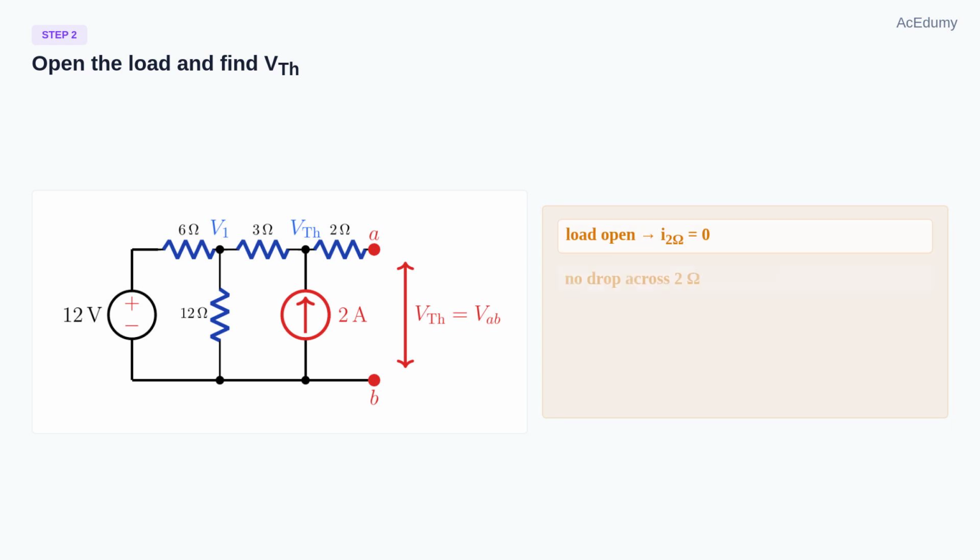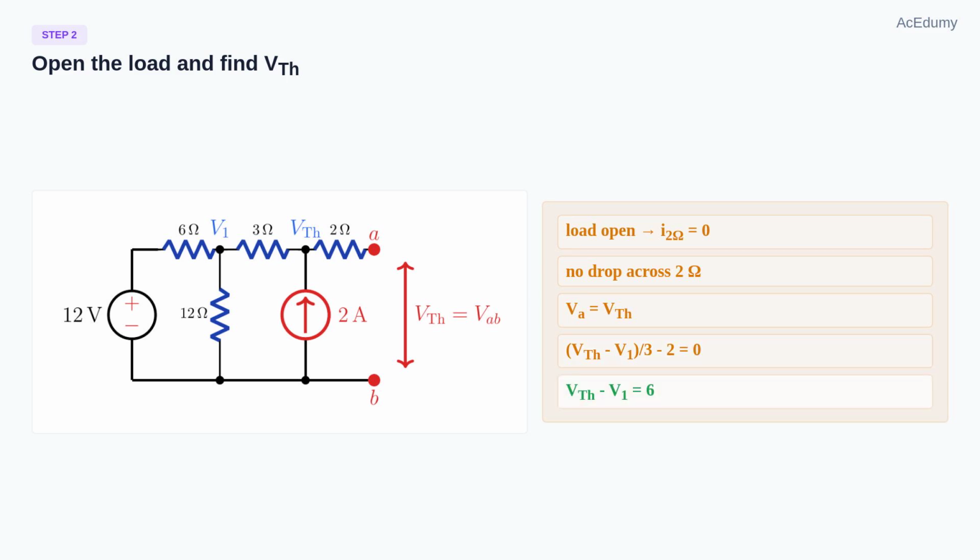Next, find Vthevenin. Remove RL so the output is open. Because the output is open, no current flows through the 2-ohm resistor. Therefore, there is no voltage drop across it, and the terminal voltage equals the top middle node voltage, Vthevenin. Let the node between 6 ohms, 12 ohms, and 3 ohms be V1. At the Vthevenin node, the 2-amp source injects current upward, so KCL gives Vthevenin minus V1 over 3, minus 2, equals 0. That means Vthevenin minus V1 equals 6.